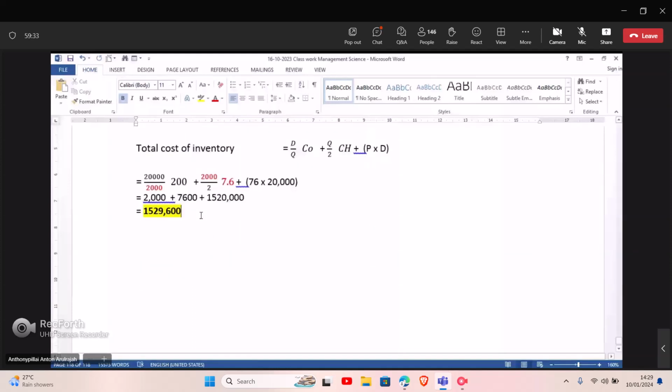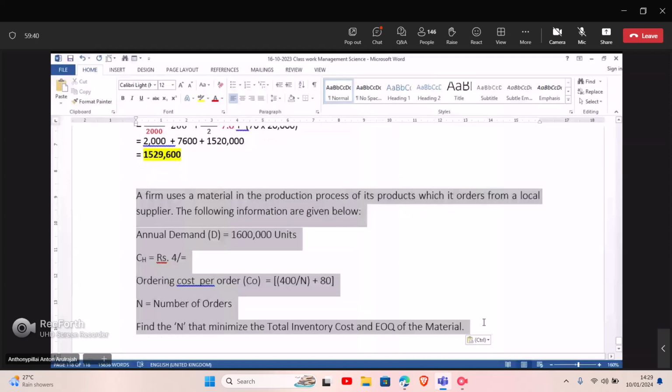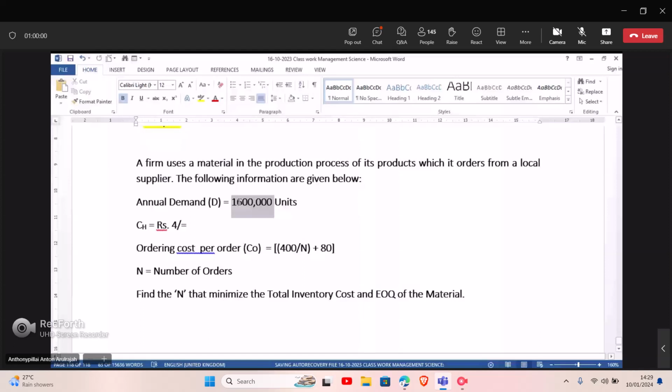Now we will see how you are doing this. We have the same format, same questions. Can you see that? Yes, sir. Consider a material used in the production process, ordered from local suppliers. The following information is given to you. Annual demand is 15 lakhs. Holding cost is 4 rupees. Ordering cost is given in terms of number of orders.